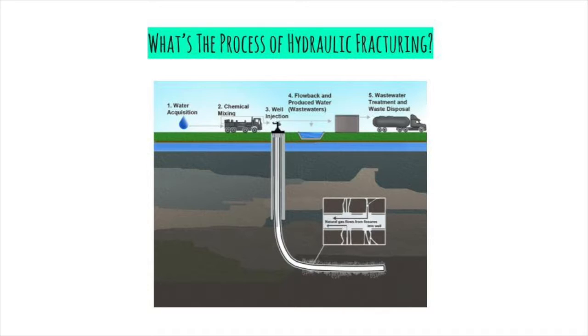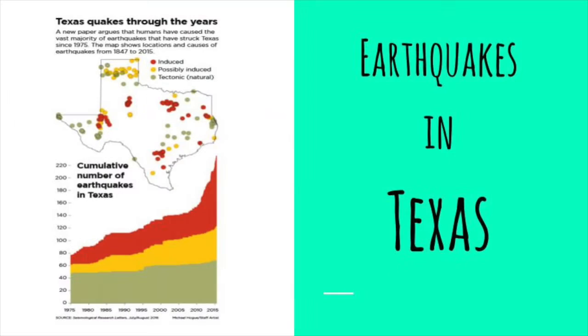Third is well injection, where the chemical mixture is inputted and the natural gas from the fissure is removed. We then go to the flowback and produced water, which is the wastewaters. Now, the last step is basically just where wastewater is treated and how they dispose of it.